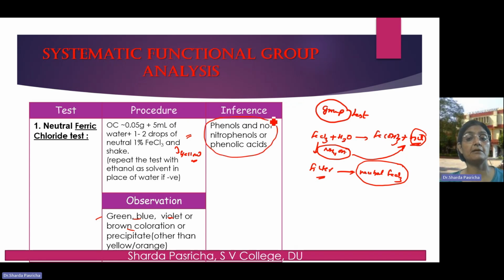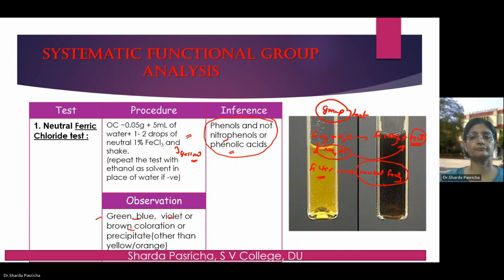But please remember that nitrophenols and phenolic acids, like dihydroxybenzoic acid, paranitrophenol, and salicylic acid, do not give this test. You can see the color. This is dilute ferric chloride solution. This should be the color of your ferric chloride solution when you use it, and not this one.